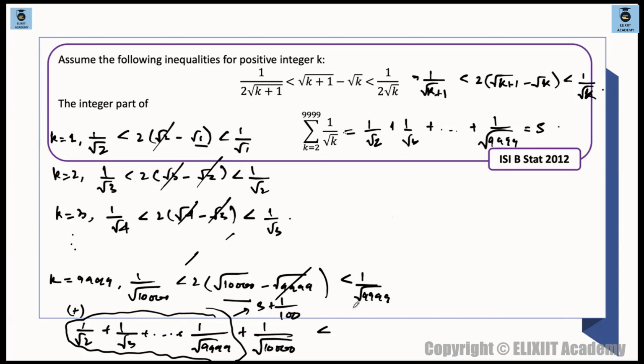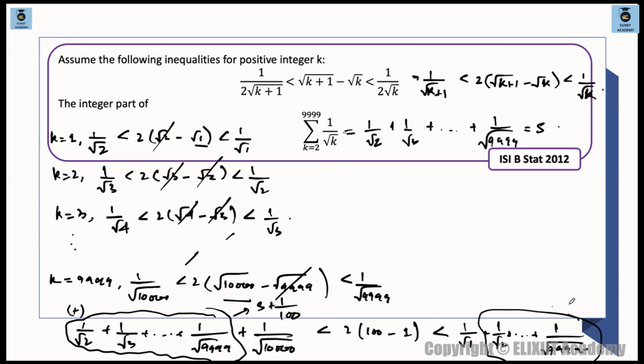So here we will be having 2 times of square root of 10,000, which is 100, and minus of 1. So that's 100 minus 1 will be remaining. So 2 times of 100 minus 1 and less than. Similarly, on the right hand side, we will be having 1 upon root over of 1 plus 1 upon root over of 2 and so on till 1 upon root over of 9,999.